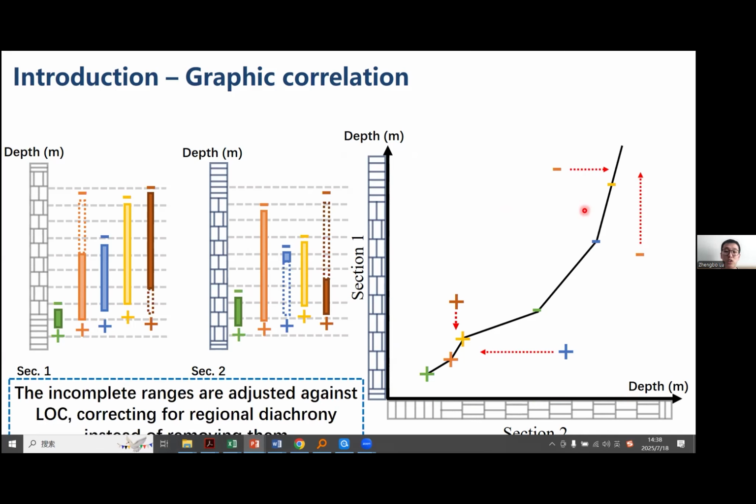After we get this line of correlation, we could then use it to adjust the incomplete ranges against the LOC, so that it corrects for the regional diachrony instead of removing them as in traditional biostratigraphy. For example, here we could find that this brown first appearance seems to occur at too high a level in section 1. We could then move it downwards. This is equal to extending the range of the brown species in section 1 like this.